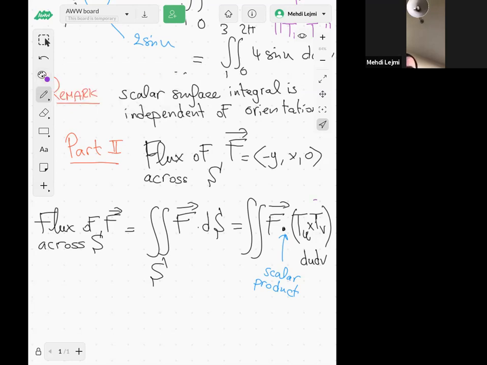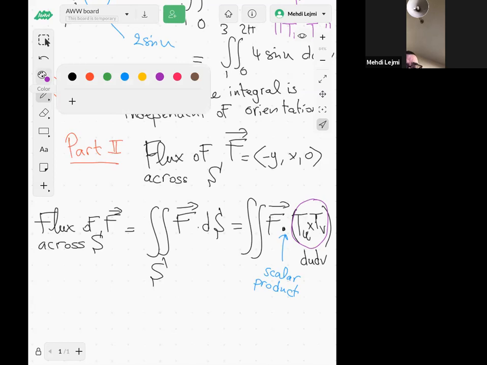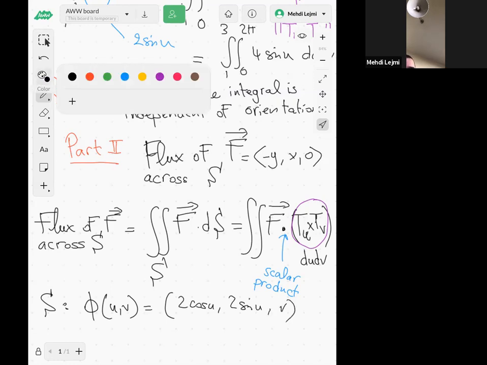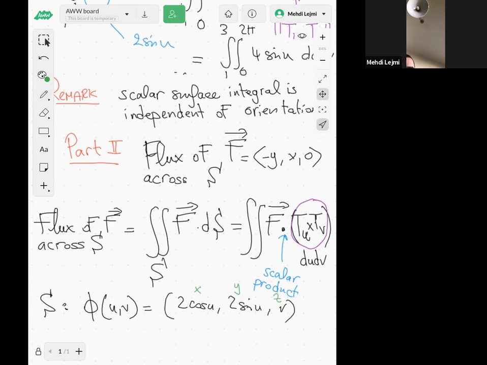Well, we got the Tu cross Tv. We just computed Tu cross Tv in the first part of the problem. Now F along the surface S. To remind you again, phi of u,v, the parameterization of S, we said it's 2 cosine of u, 2 sine of u, and then v. Again, this is my x, this is y, and here's my z.